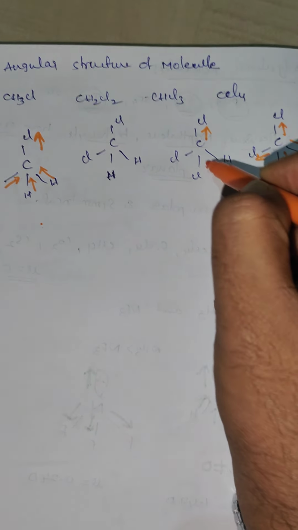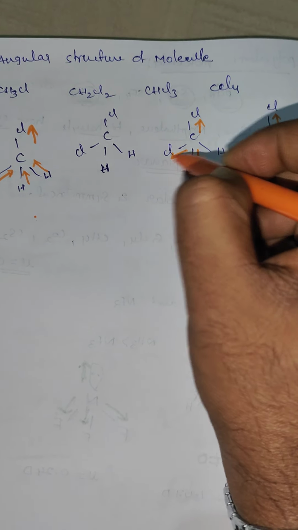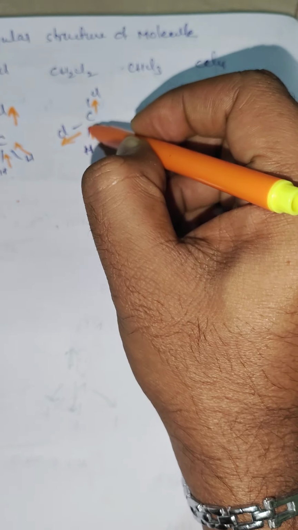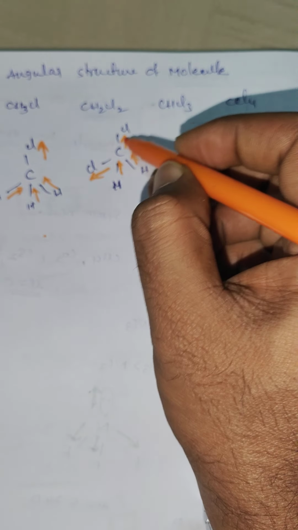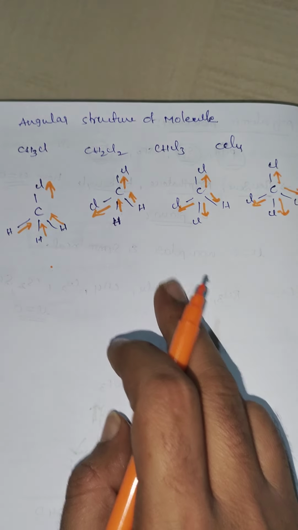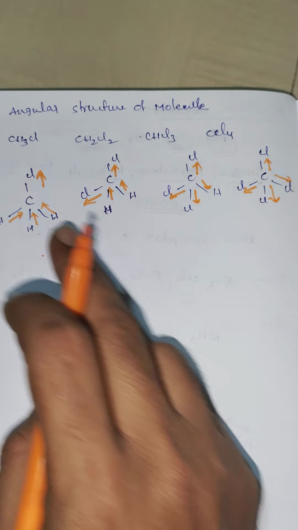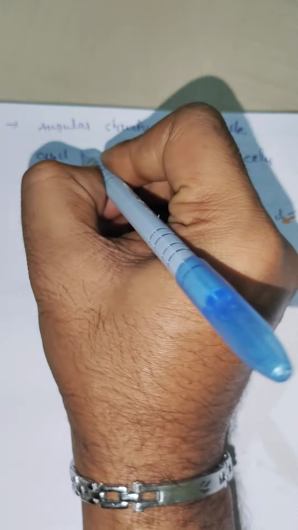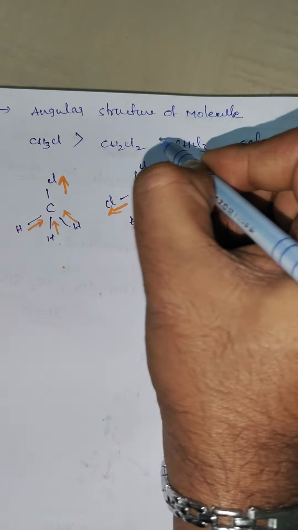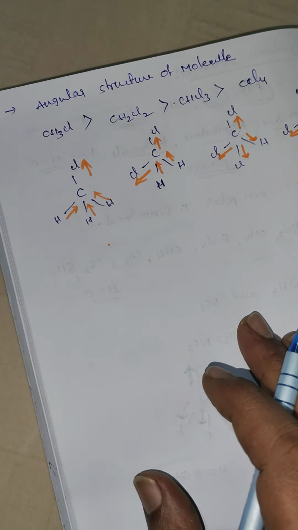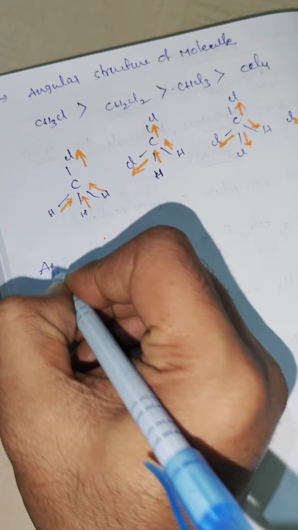Here also opposite directions are there. Among the remaining, these three are in the same direction and this one is opposite. When the moments are in opposite directions, the dipole moment is less; when they are in the same direction, it is high. That means CH3Cl has more dipole moment than CH2Cl2, CHCl3 and CCl4.